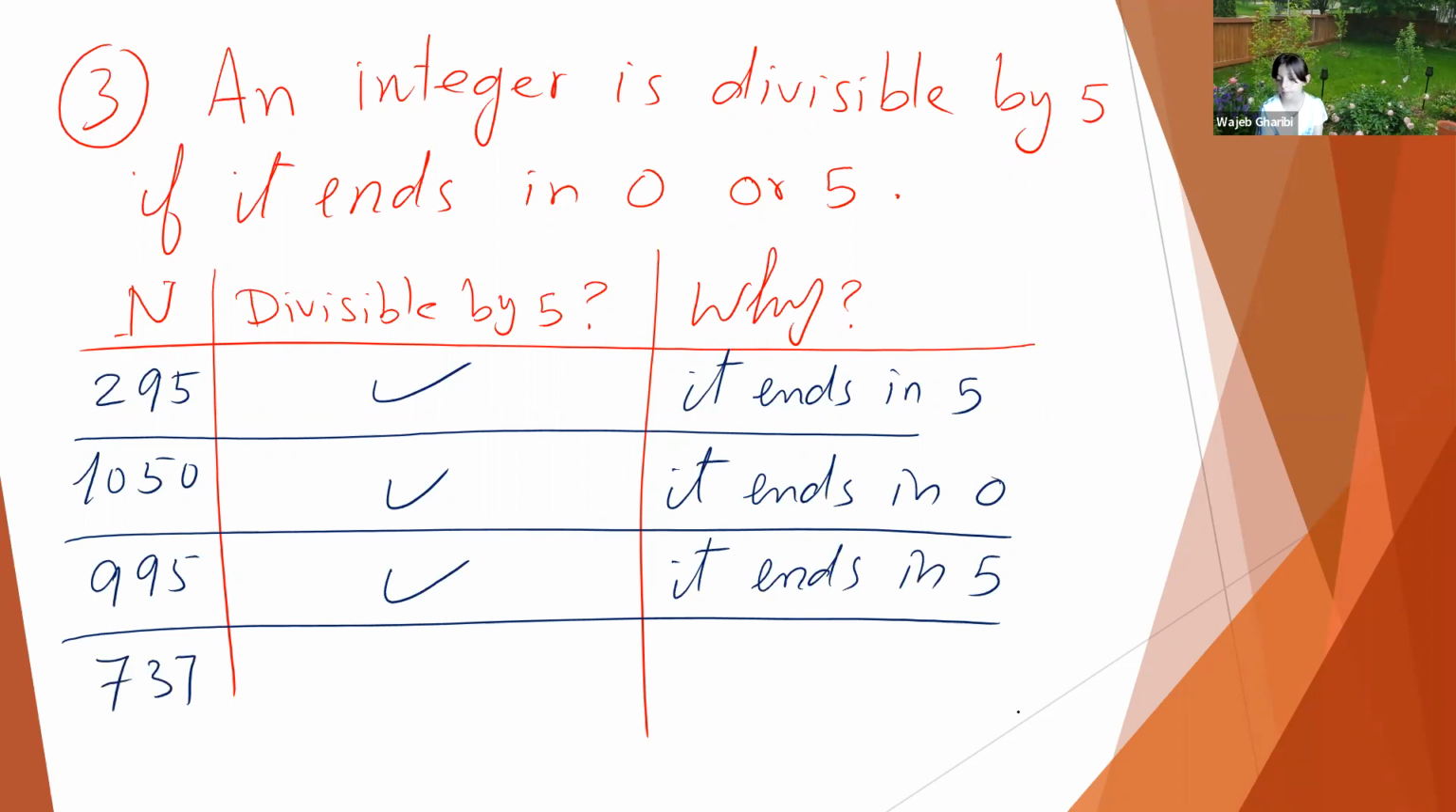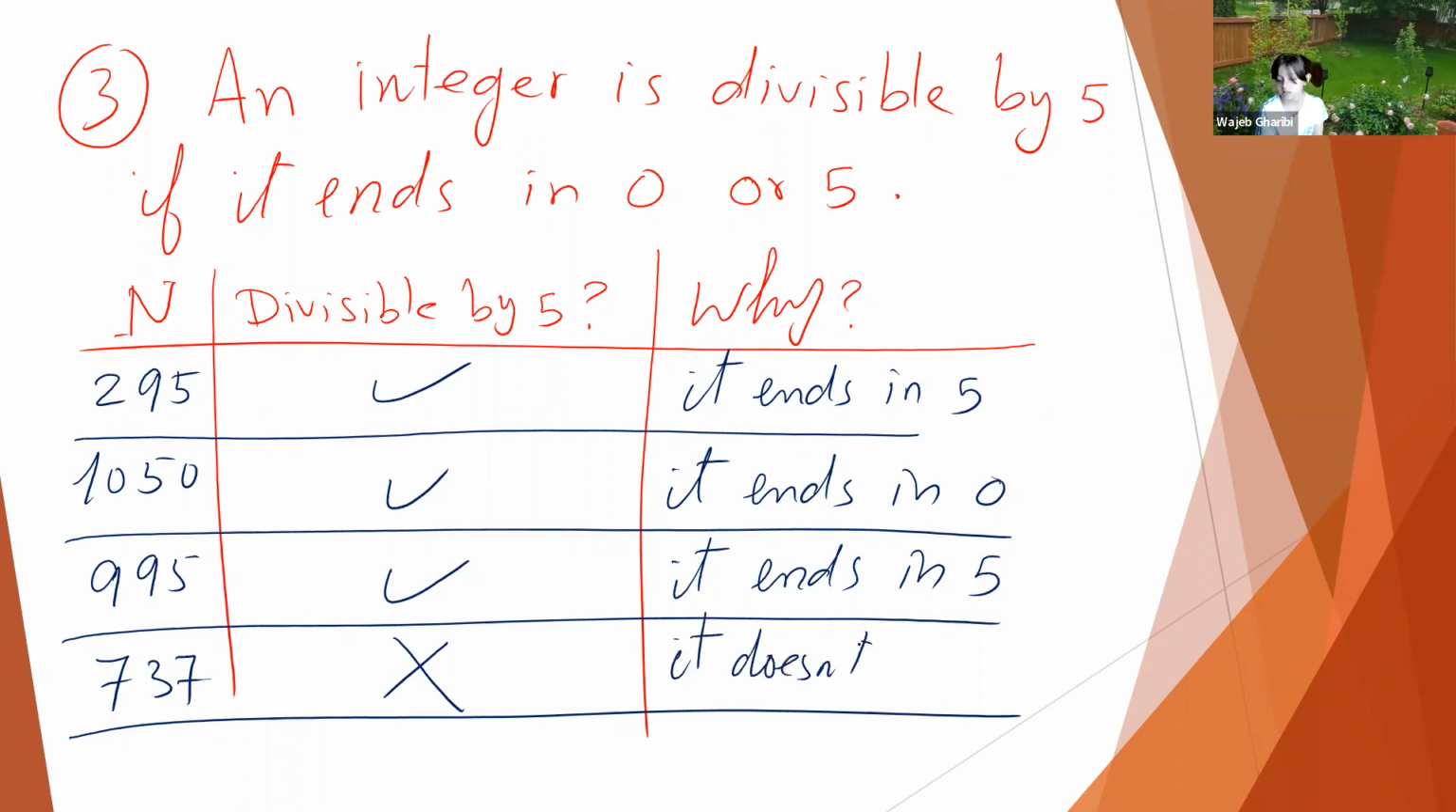Okay. How about 737? No. Why? Because it does not end in a 5 or 0. Good job. So nice.